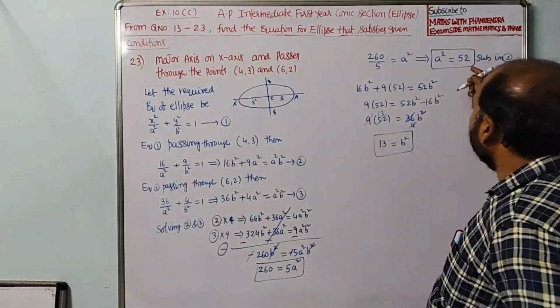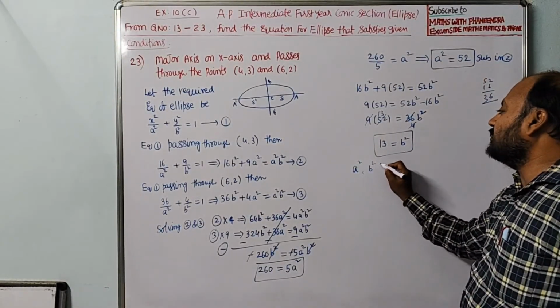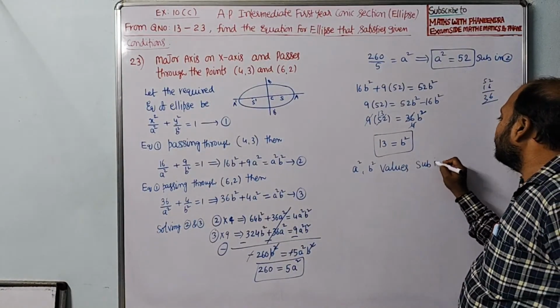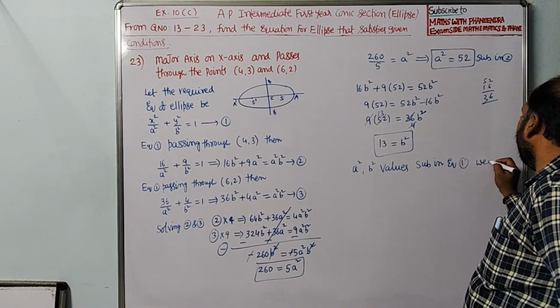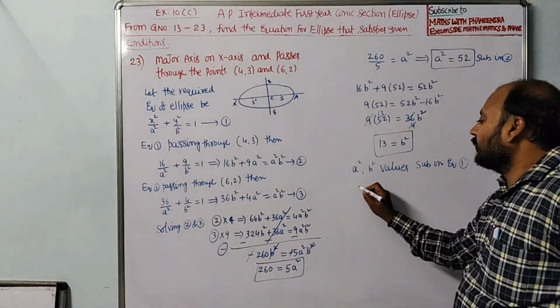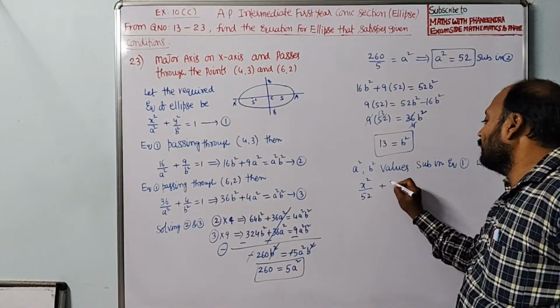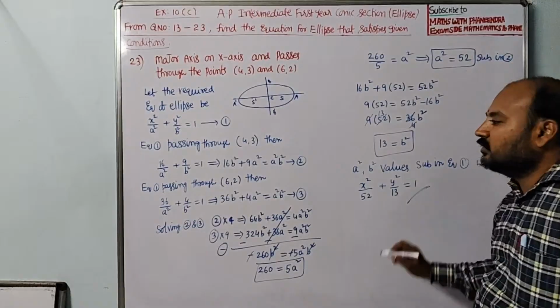So a square value we got, b square value we also got. A square comma b square values, substitute in equation number 1. We get x square by 52 plus y square by 13 equal to 1.